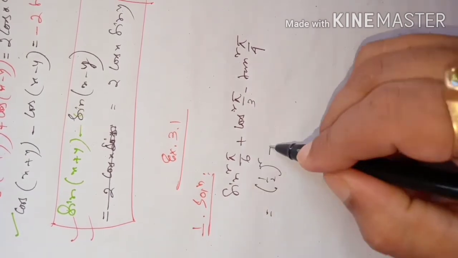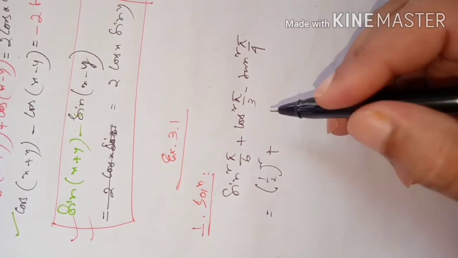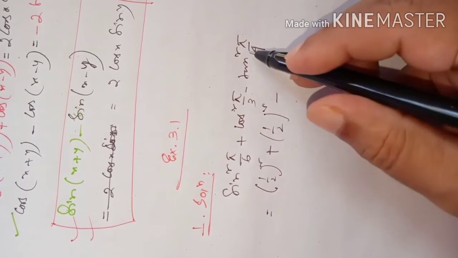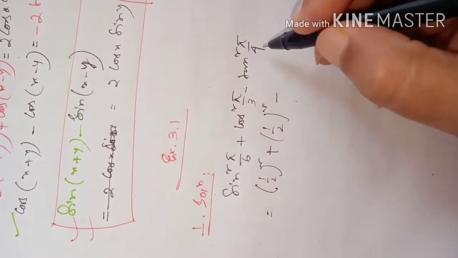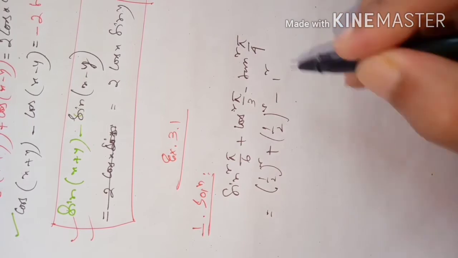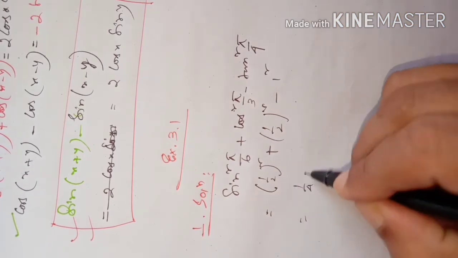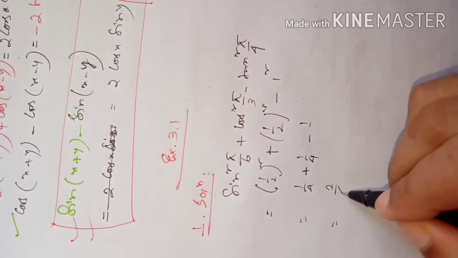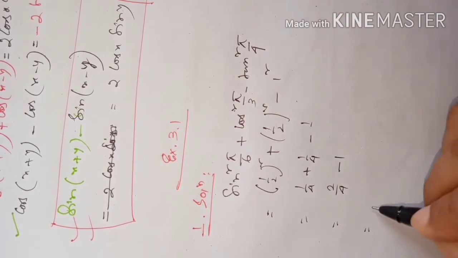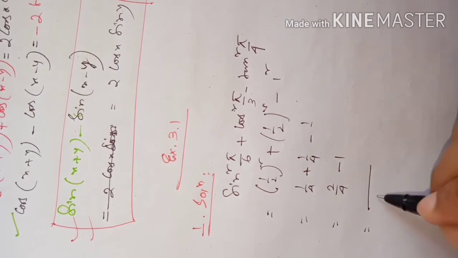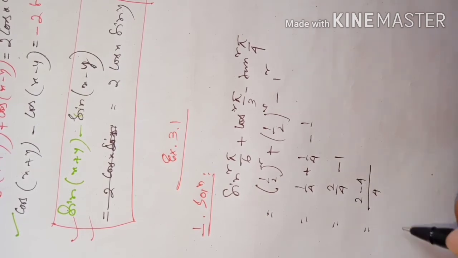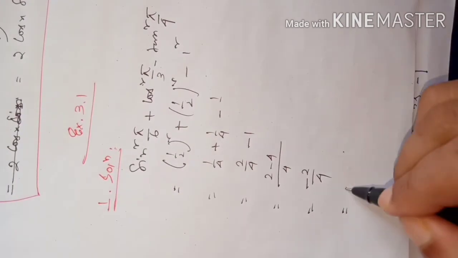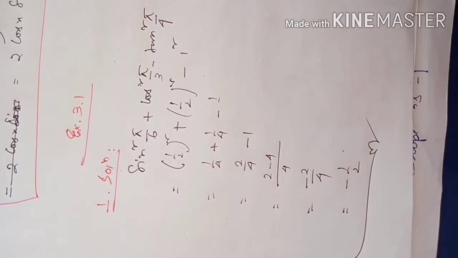The square is there. Cos pi by 3 is cos 60, that is also 1 by 2 whole square, minus tan pi by 4, which is tan 45 actually, so that is 1. So 1 square. So 1 by 4 plus 1 by 4 minus 1. So that will be 2 by 4 minus 1. If you subtract, then the denominator will be 4, 2 minus 4, that is equal to minus 2 by 4. Minus 2 by 4 is minus 1 by 2. This is the result. Hence verified.